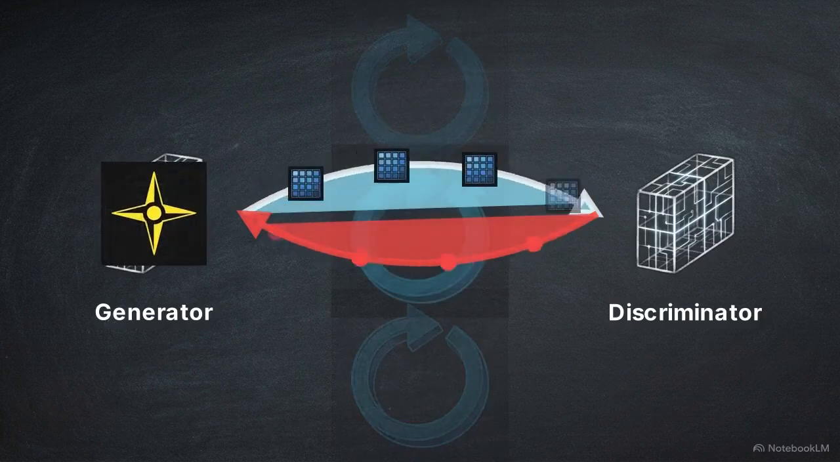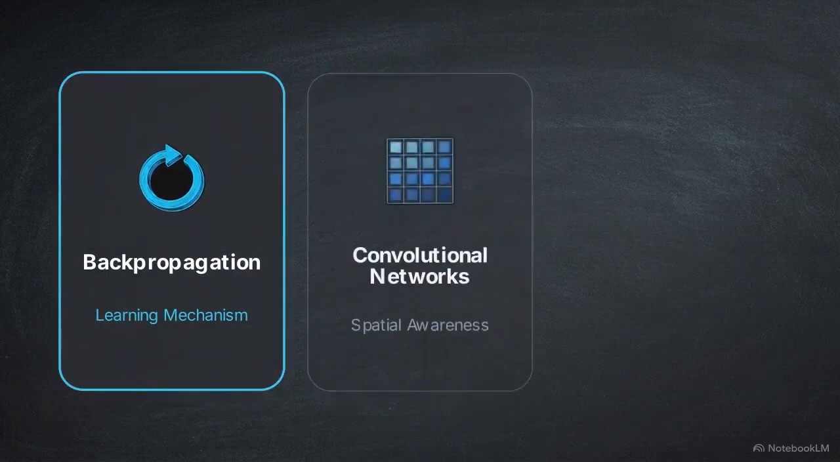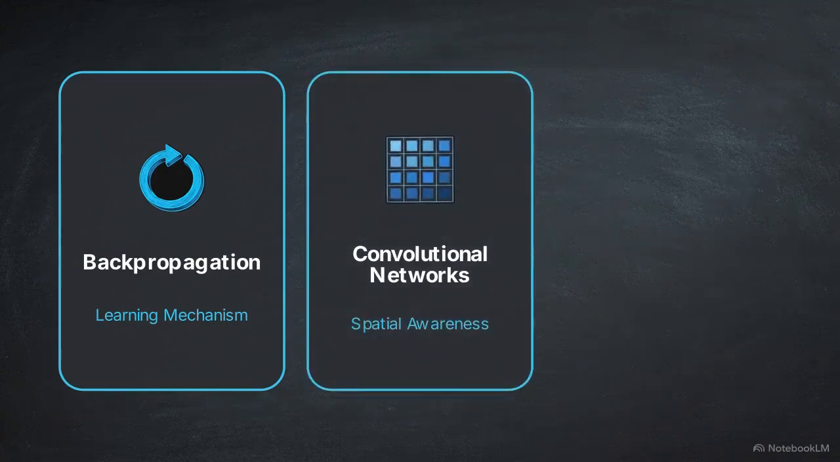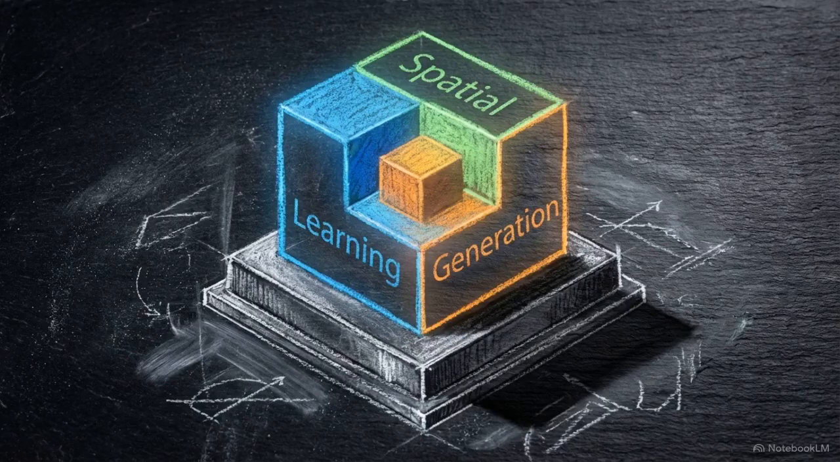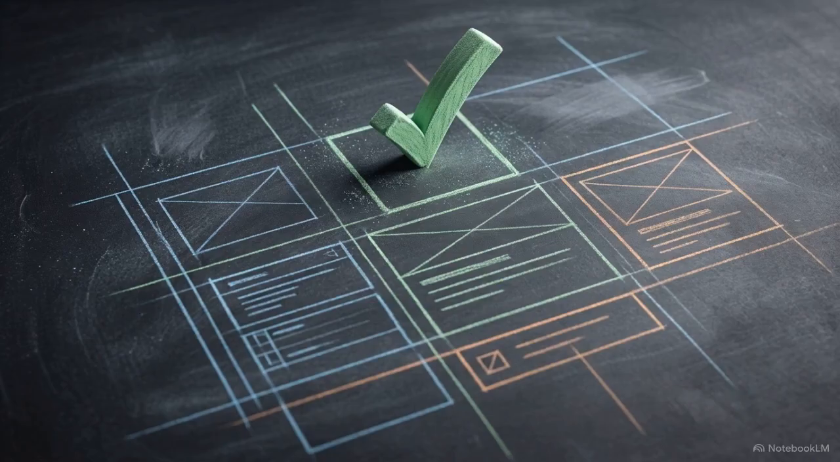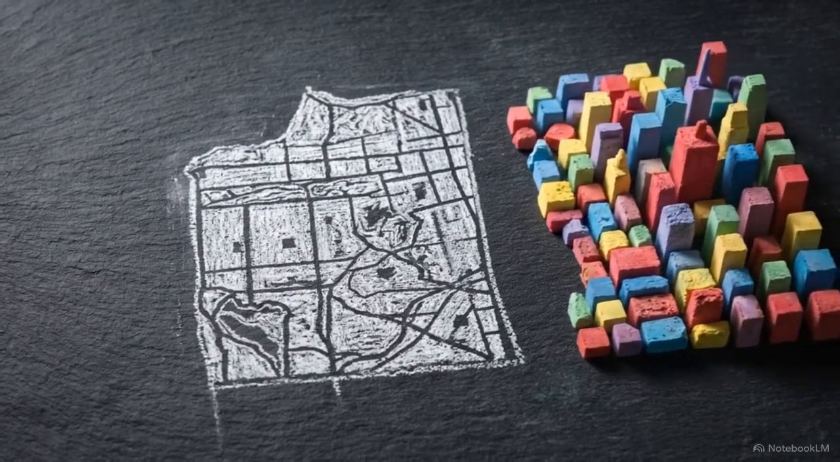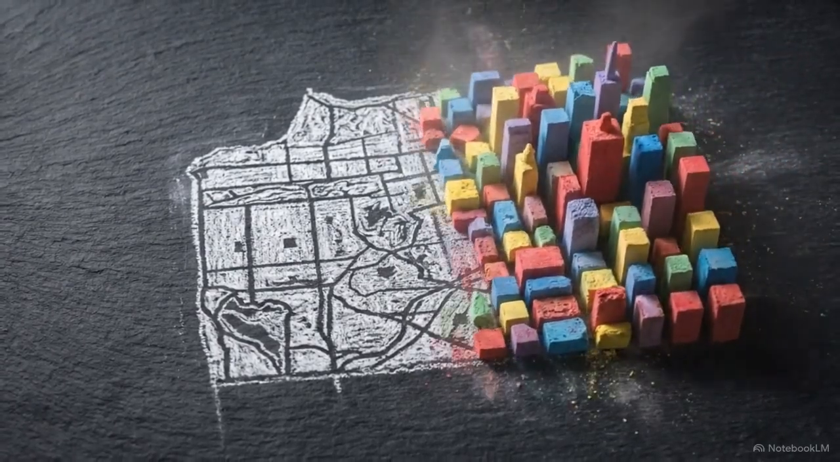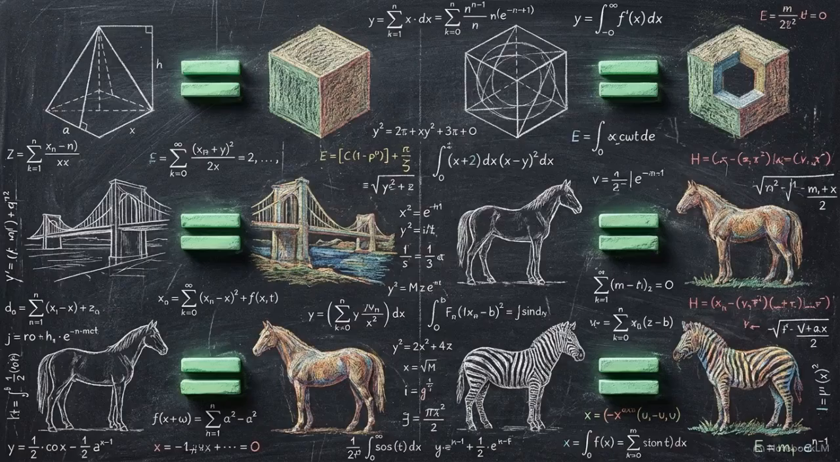So we have the components. Backpropagation provides the learning mechanism. Convolutional networks provide spatial awareness. GANs provide the generative engine. When we link these together, we achieve image-to-image translation. Early translation models, like Pix-to-Pix, perform accurately under strict conditions. A rough map outline is supplied as the input, and the model renders a photorealistic aerial image as the output. But it only functions because the training data consists of perfectly paired examples. Every sketch is directly mapped to a specific photograph.